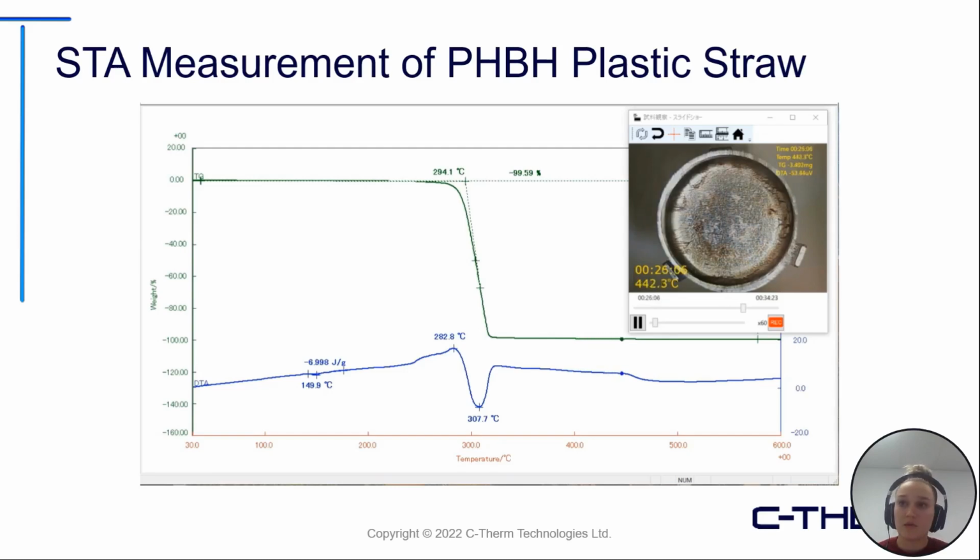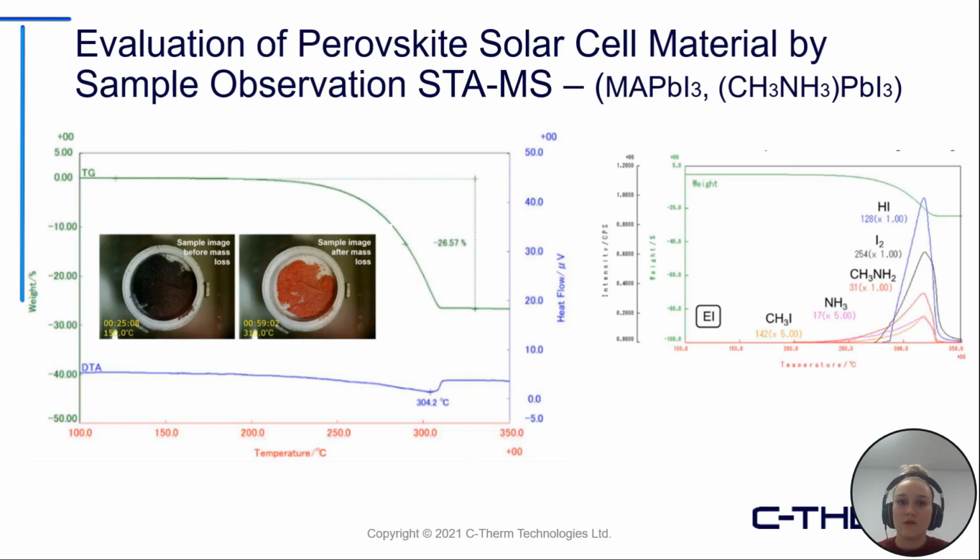And we see just about 100% mass loss by the end of this test here. Okay, and this application here is an application on solar cells that I threw in. The reason I threw this in was just to show that the STA can be coupled with evolved gas analysis. In this case, it's MS, it can be FTIR.